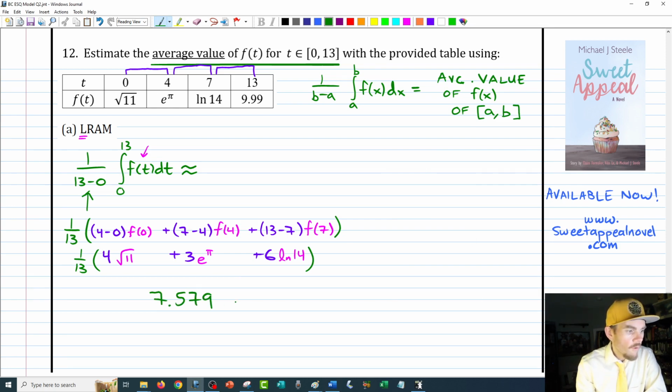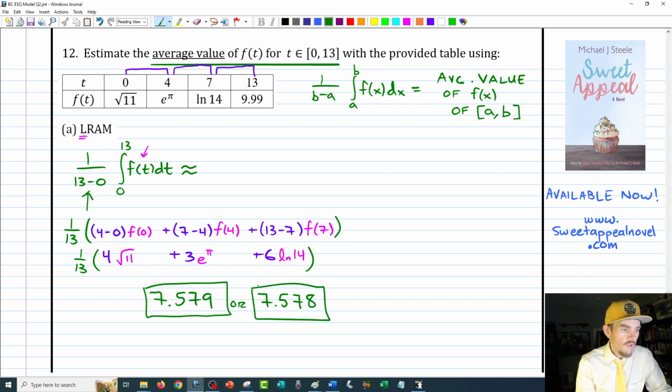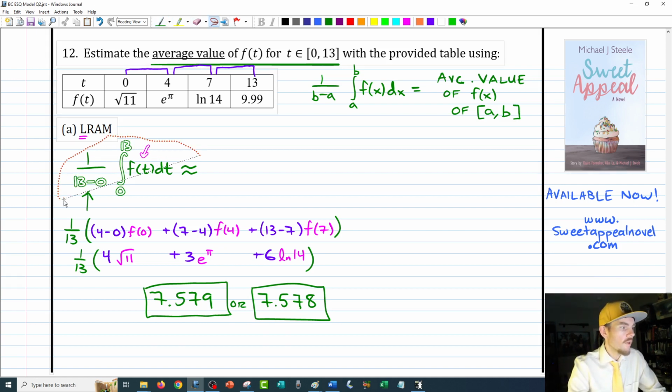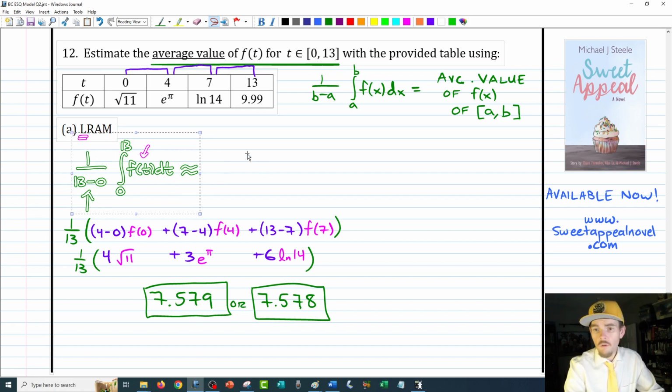Since it has to be accurate to 3 decimals, you could have also not rounded it and just gone with 7.578. The truncated version is correct as well. But for us, I'm going to go with the accurate to 3 decimals. So there is our first one. We used LRAM to approximate our definite integral. Definitely not the hardest thing in the world, but definitely not trivial either.